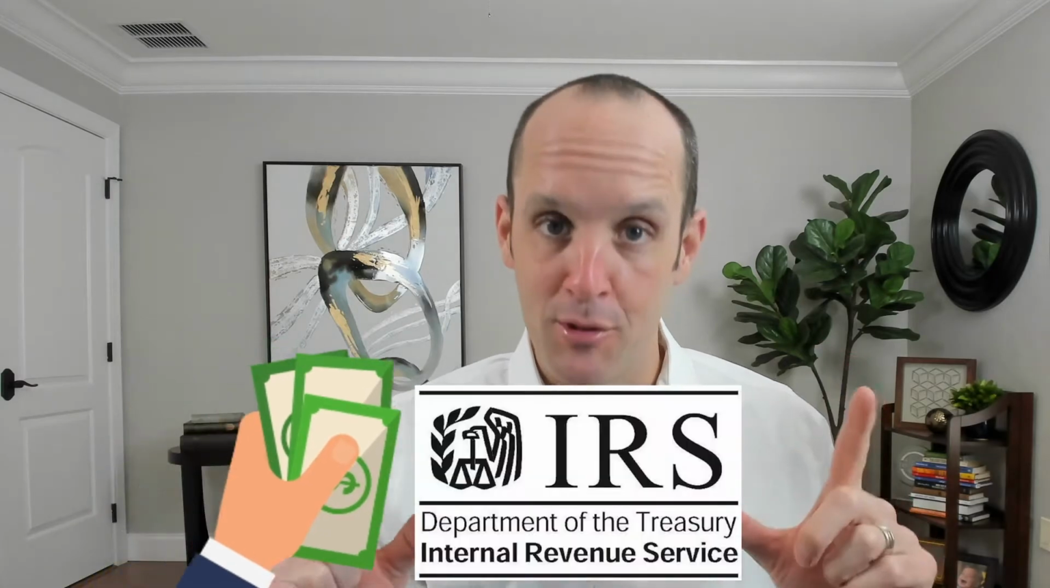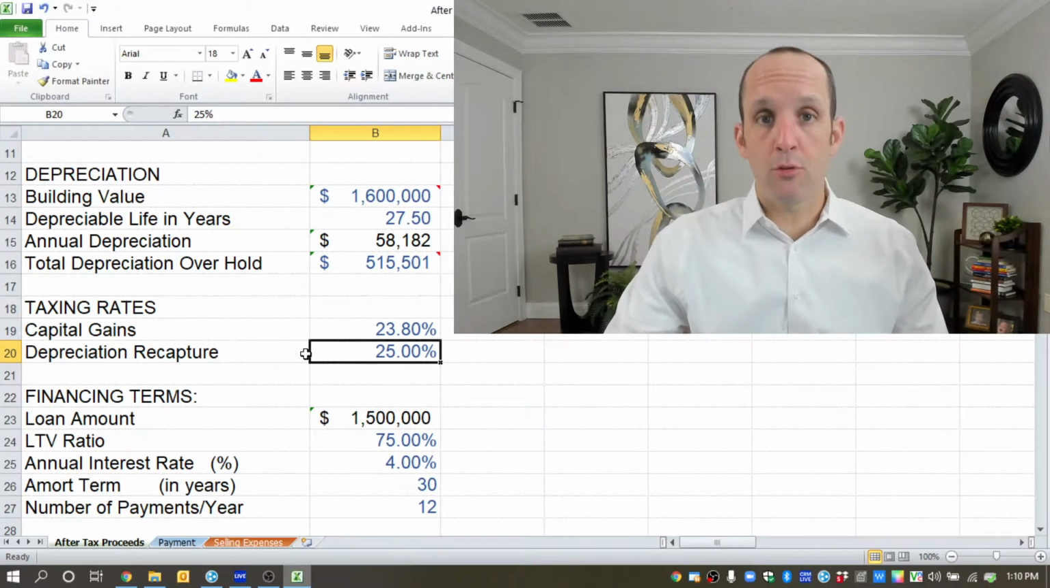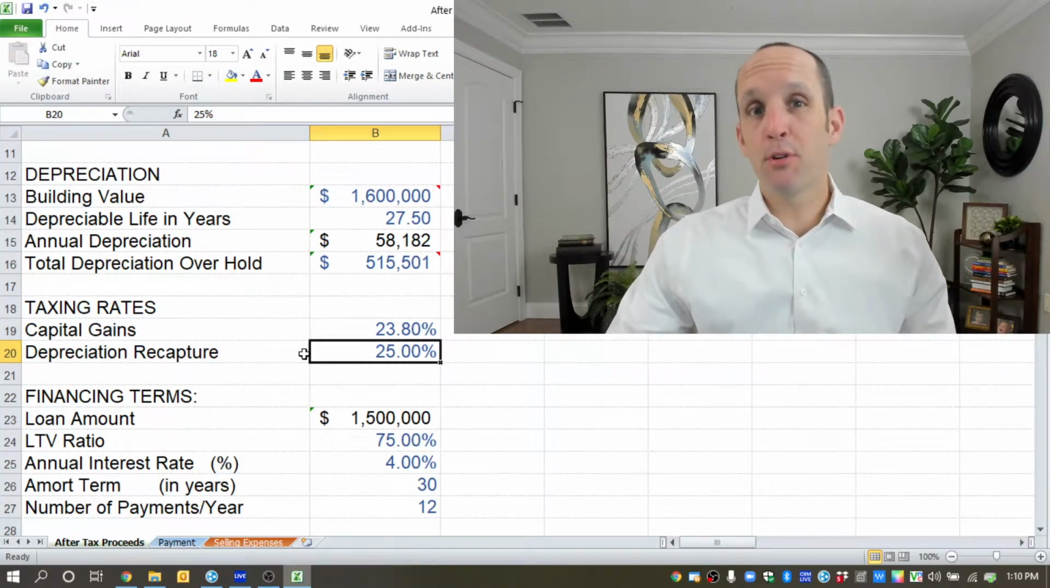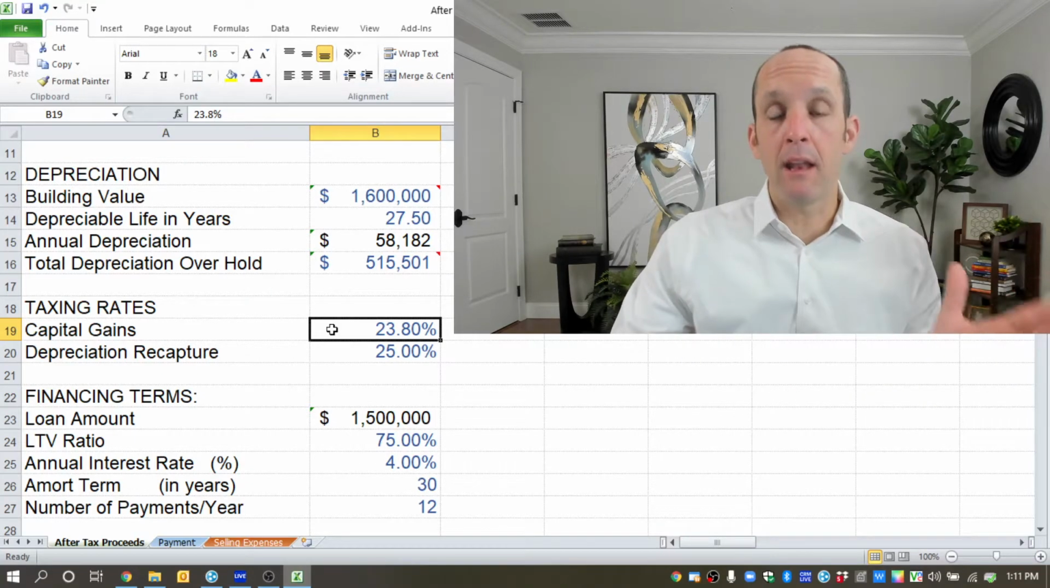Now that you've gotten the benefits of depreciation each year that you've held the asset, when you go to sell the asset, it's now time to pay the piper. And the piper is the Internal Revenue Service. Next up are the tax rates. The depreciation recapture rate is 25%. That's pretty much for everyone. The capital gains tax rate changes depending on your income level.